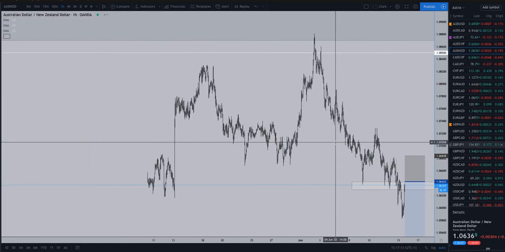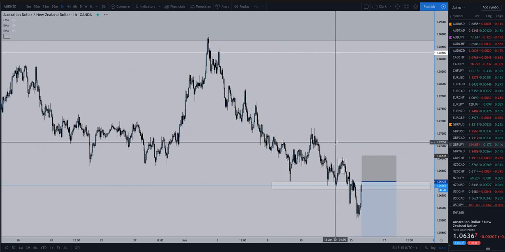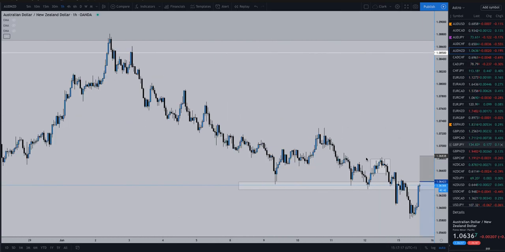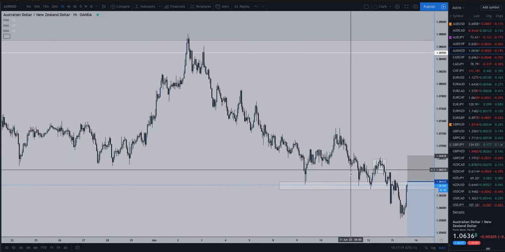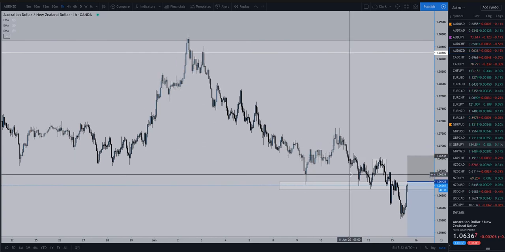Like I said, a clean, clean chart. No reason to put a bunch of junk on here. Just understand what you're looking at as far as the candles. You don't need anything else.